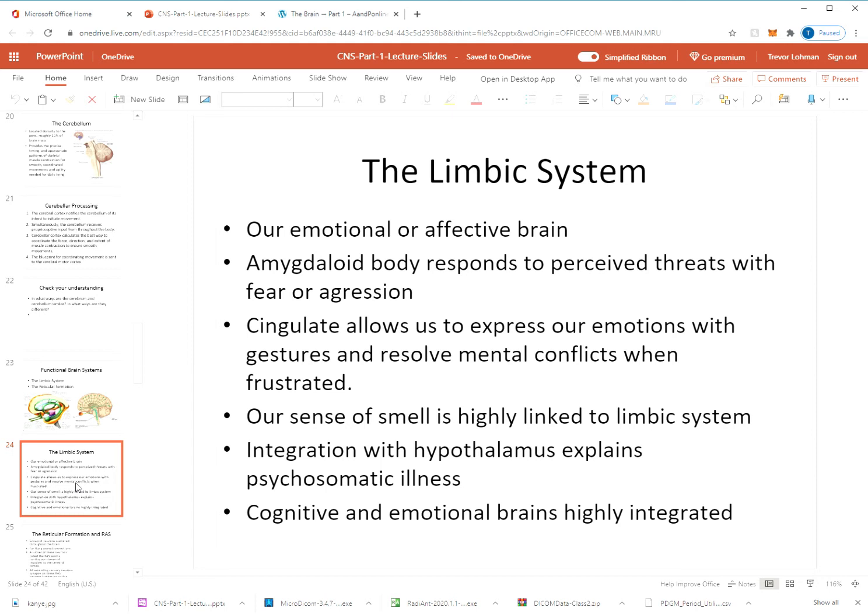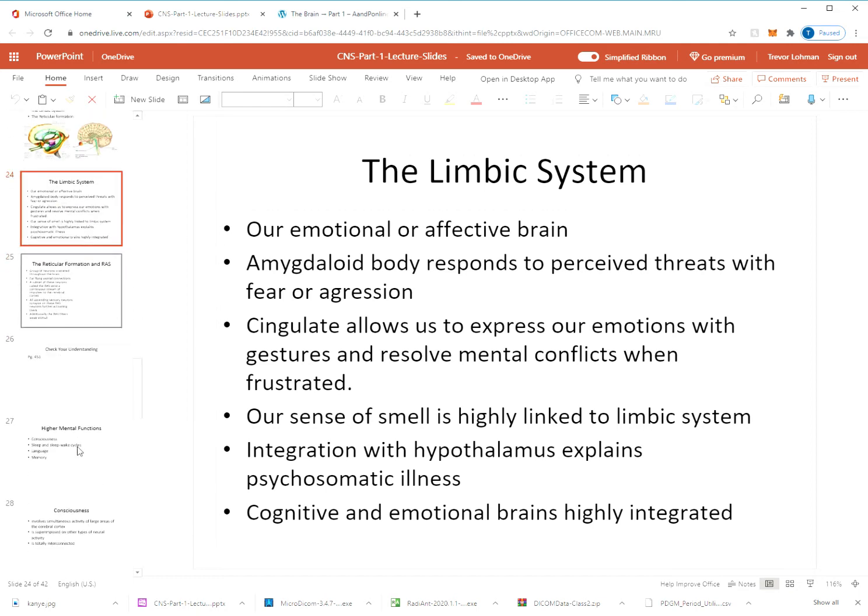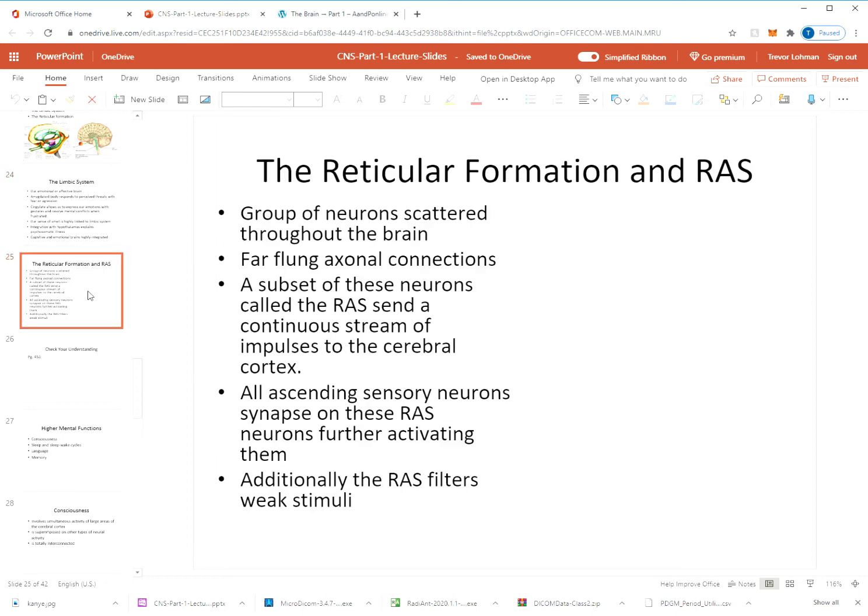Anyway, the cognitive and emotional brains are highly integrated. That's an understatement. Even a lot of us who like to think that we're cold, logical computers, it's tough to separate that part of us for sure. And maybe we shouldn't try. So I think I'm feeling profound today. I don't know why I'm talking like this.